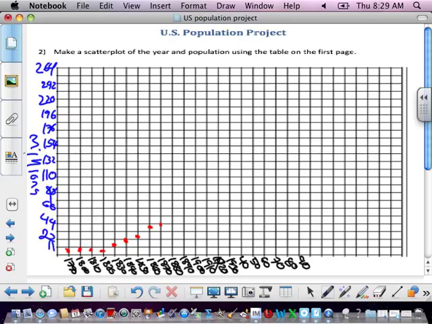I'm at 50 million for 1880, 62 for 1890, 76. I know this is boring. I understand, but you need to have this down. 92, 106, 123, 132. This is so boring. 151.